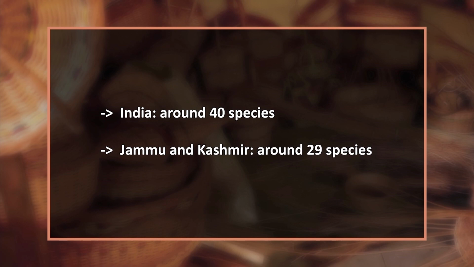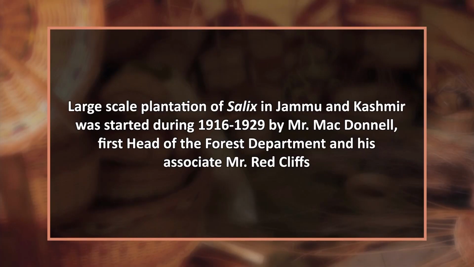Although there is no agreement on number of species, recent studies have reported around 29 Salix species from Jammu and Kashmir. According to fossil records, Salix species were growing in Kashmir since Pleistocene period. However, the large-scale plantation of Salix in Jammu and Kashmir was started during 1916 to 1929 by Mr. MacDonald, first head of the Forest Department, and his associate Mr. Radcliffe, who planted exotic species of Salix around the wetlands of Kashmir and Ladakh.